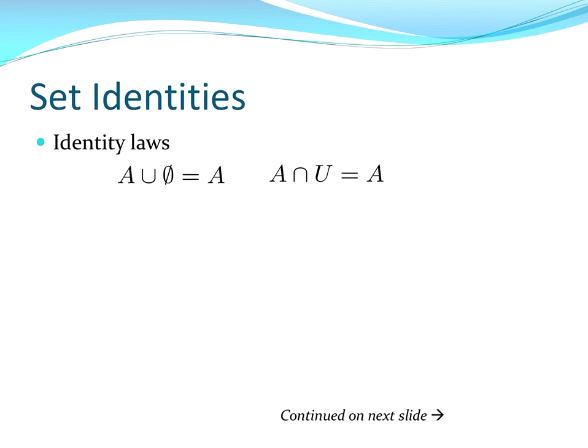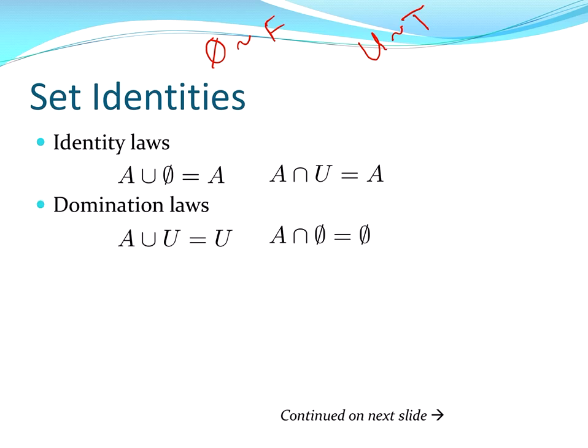So for A union the empty set, we get A, and A intersect the universal set, we get A back. If you want to go look at the propositional logic tables to find the analogies, think of the empty set as equivalent to the universal falsehood, since no element is a member of the empty set. And think of the universal set as analogous to the universal truth, since every element is a member of the universal set.